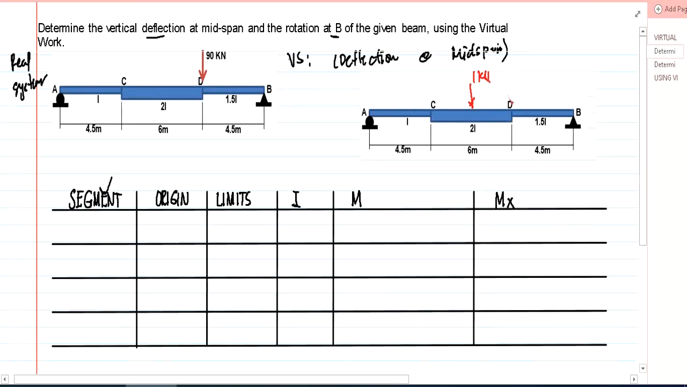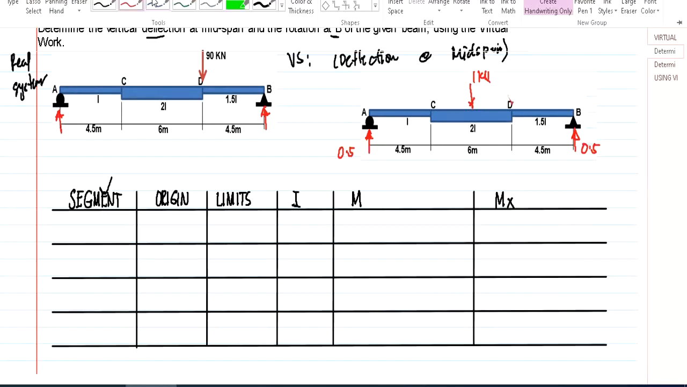Okay? So kindly solve first for the reactions for both real and virtual. Okay? So for our deflection virtual, kasi 1 unit load lang at midspan, this is 0.5, di ba? This is 0.5 kilonewton. Huwag niyong kalimutan.